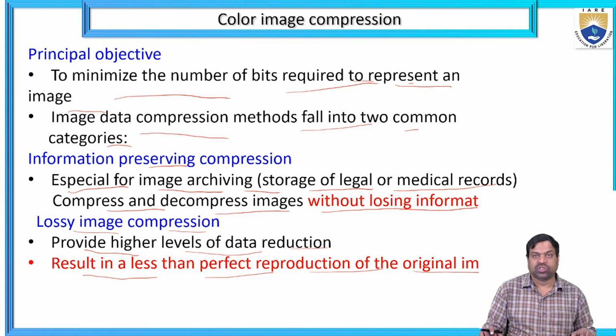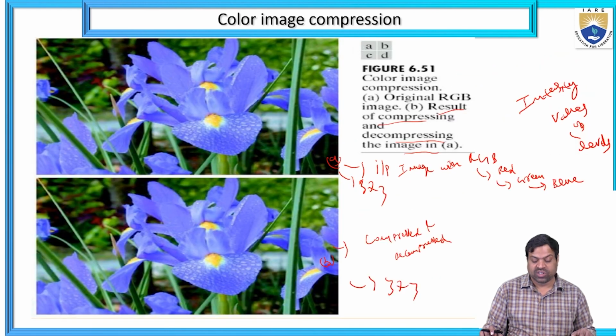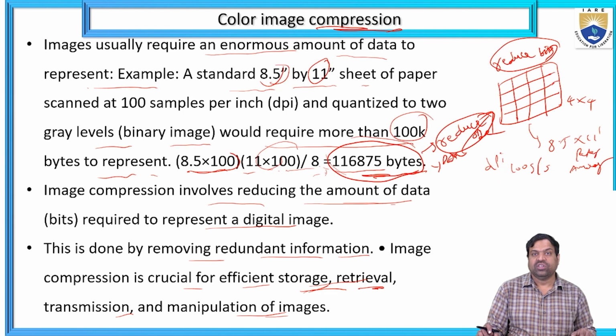So what is the principal objective? To minimize the number of bits. Image compression has two common methods: information preserving and lossy image compression. Here there is an input image and an output image, but the input image is RGB and the output image is a compressed or decompressed image. Images require an enormous amount of data.